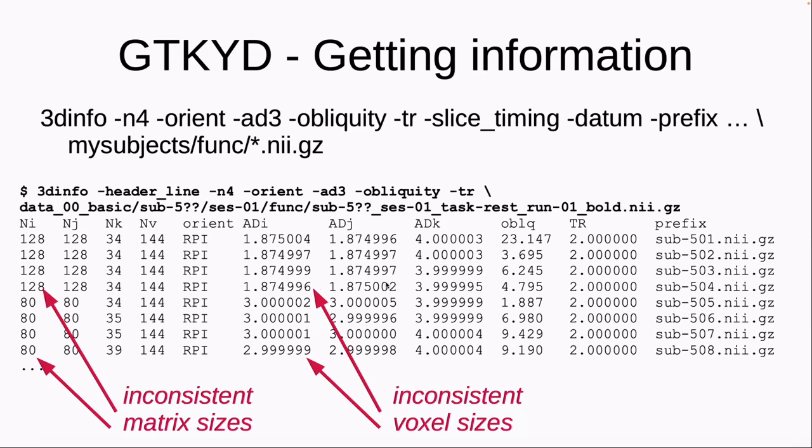And why is that? That's going to have a very big effect on our processing and how we can look at this data. There are lots of different parameters: obliquity angles, TRs. Anywhere that it's different across your subjects, that may mean that you'll have to process those subjects differently or exclude them completely.